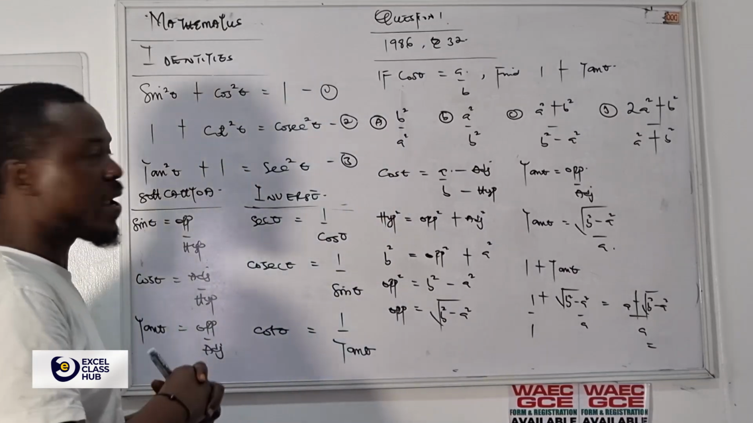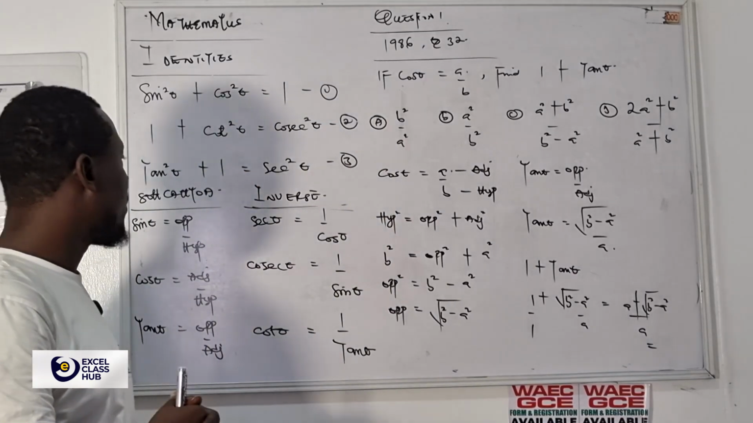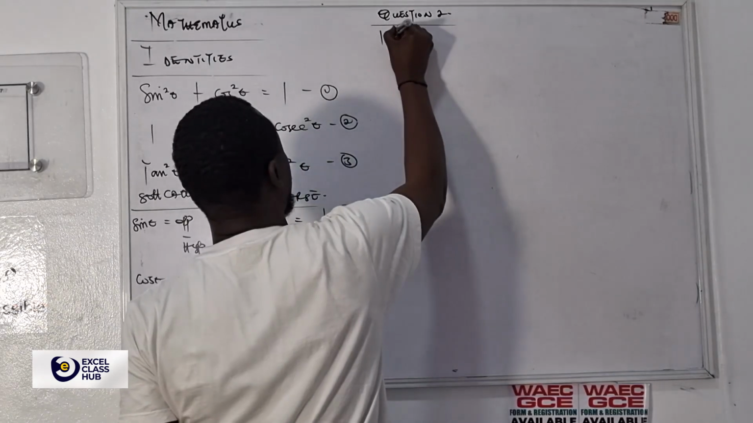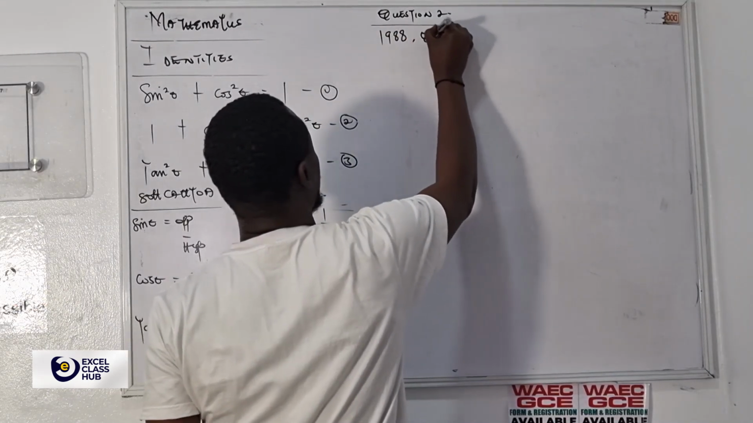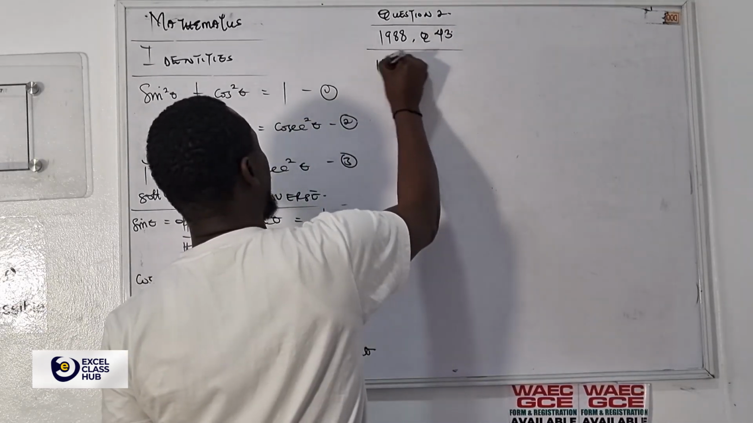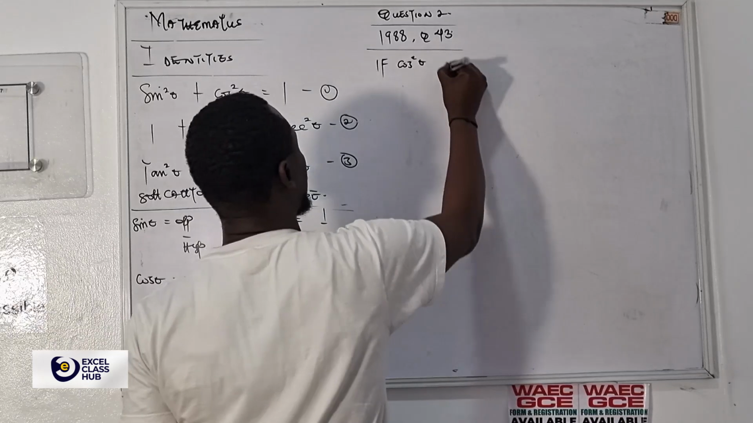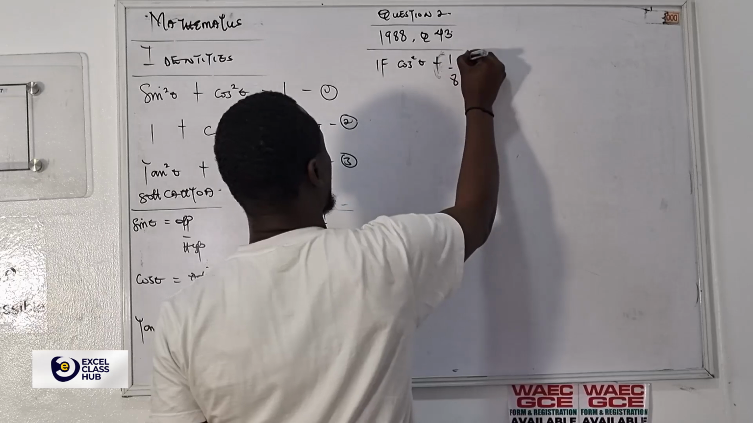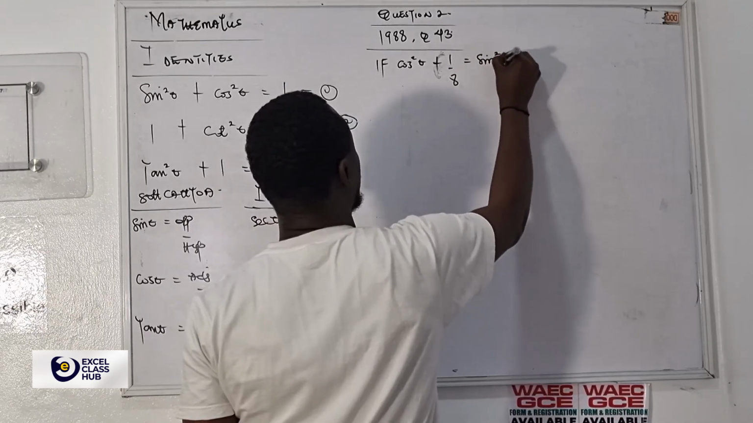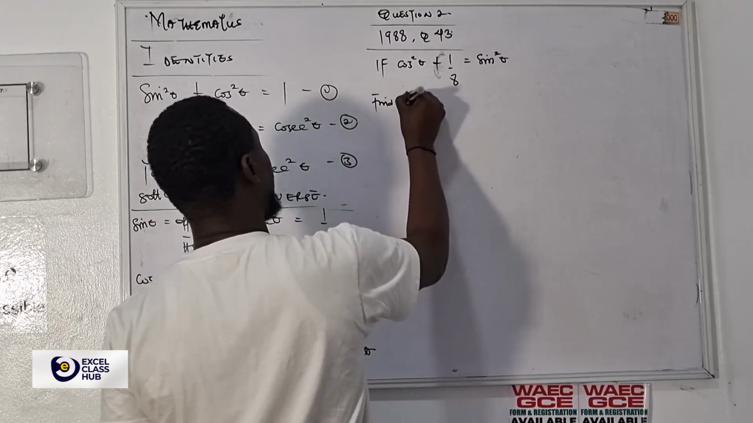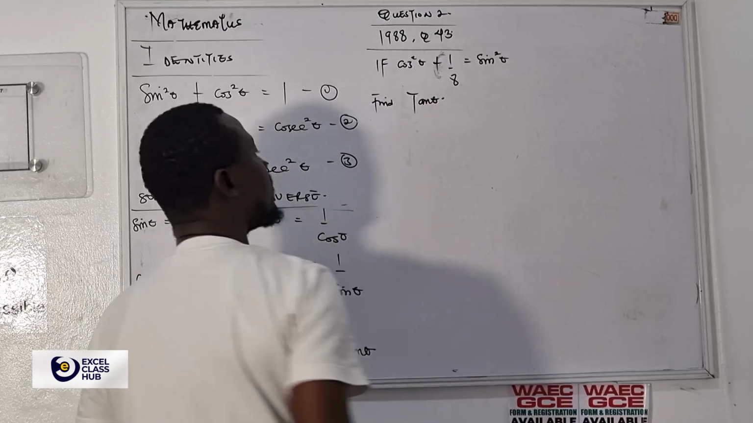So we pick another question from your JAMB past question again. Question 2, please, the year 1988. Question 43. If cos square theta plus 1 over 8 is equal to sine square theta. The question says, find tan theta, from the JAMB past question.